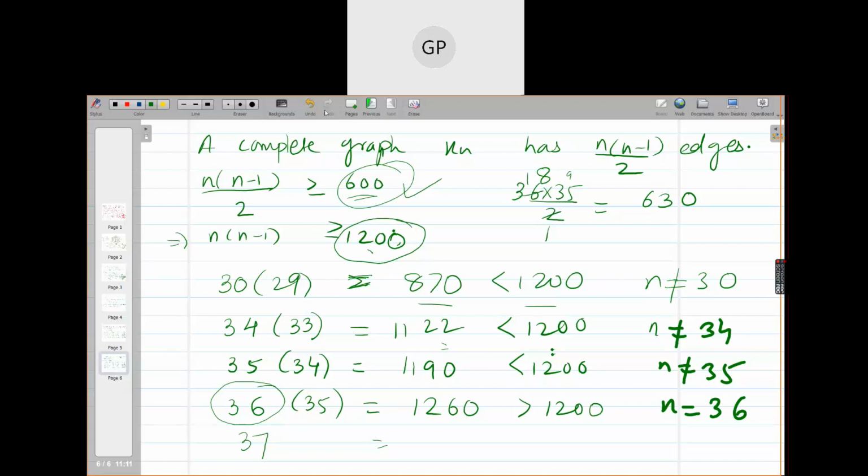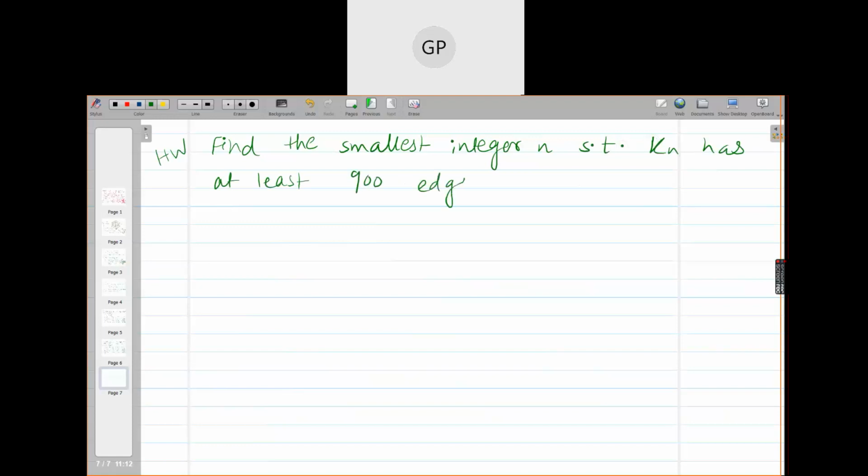Take this as homework: find the smallest integer n such that Kn has at least 900 edges. The complete graph on n vertices should have at least 900 edges.